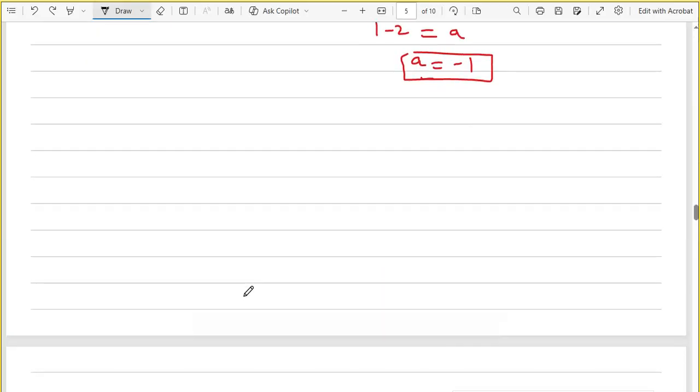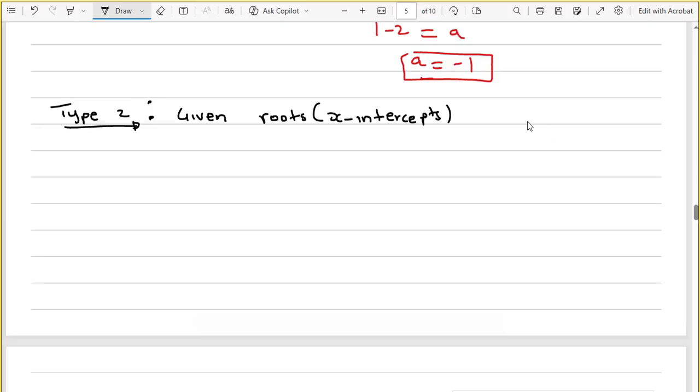for type 2, listen, you will be given, remember type 1, you are given the turning point and 1 point. So type 2, you will be given what? Roots. We are referring to the x-intercept. So they'll give you the x-intercept and another point.